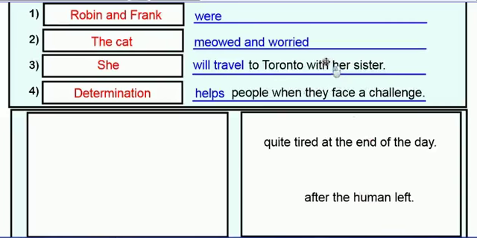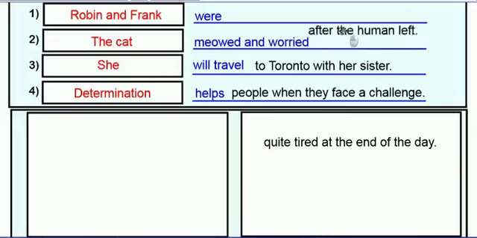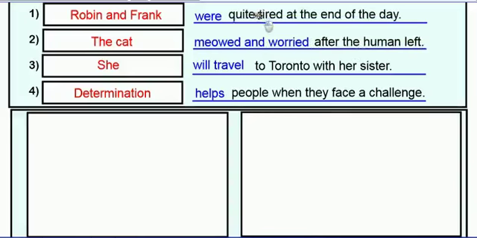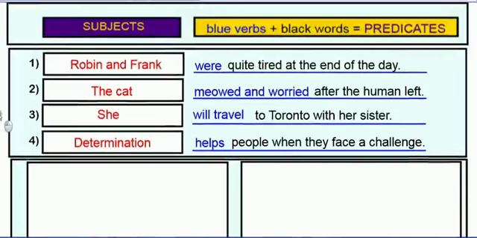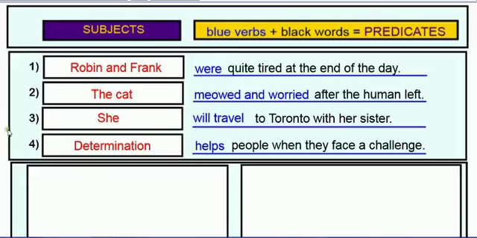Okay, that makes sense. The cat meowed and worried. Well, I'm thinking it's this one, after the human left. The cat meowed and worried after the human left. That's my favorite sentence out of these that I've made. Robin and Frank were quite tired at the end of the day. So you can see here we have longer sentences, and they're better sentences. Right? Robin and Frank were quite tired at the end of the day.